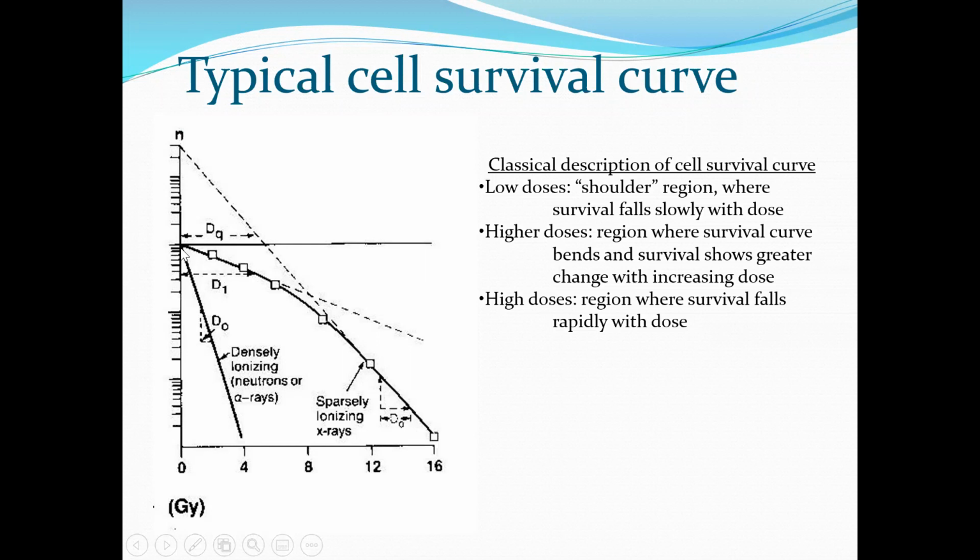And there is another survival curve. This is a straight line, which does not have a shoulder. So this is the difference between densely ionizing and sparsely ionizing radiation. I'm going to ask a very basic question. What does the shoulder represent? Why is there a shoulder here and why is there no shoulder here?